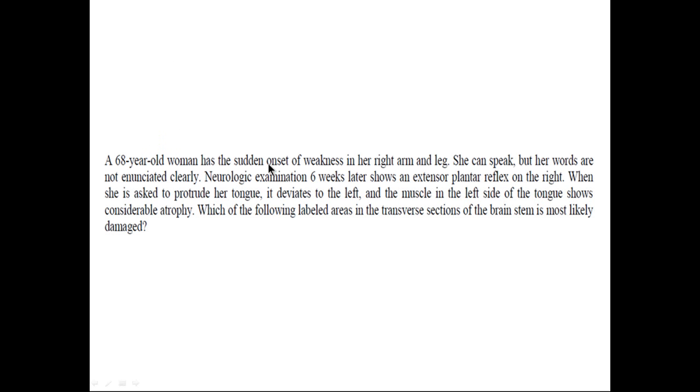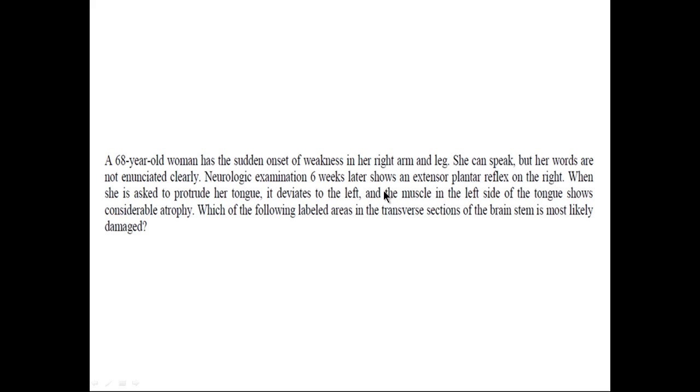A 68-year-old woman had the sudden onset of weakness in her right arm. We're going to throw a neuro question at you. She has sudden onset of weakness in her right arm and leg. So it's probably a weakness and not total paralysis. So it's probably an upper motor neuron lesion on her right side. So we think left side stroke or right side medulla problem. Left side medulla problem before it crosses. She can speak, but her words are not enunciated clearly.